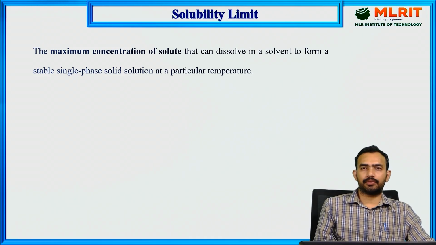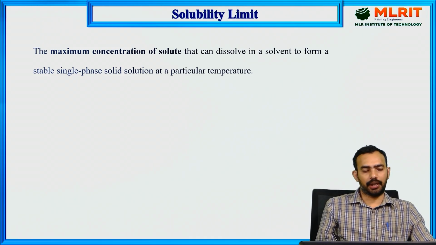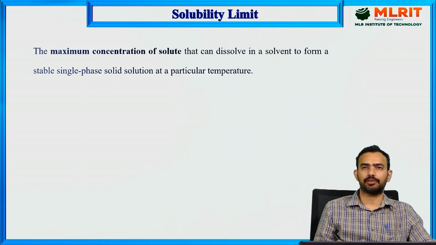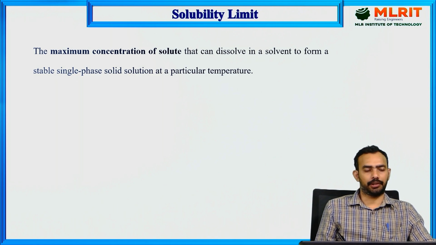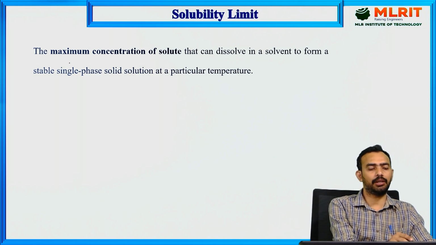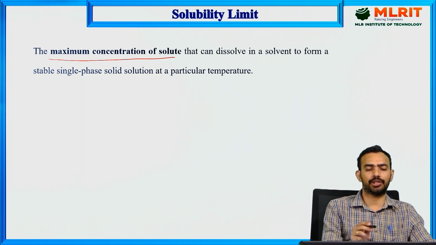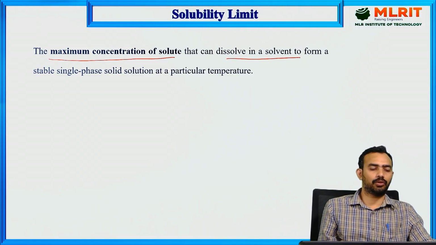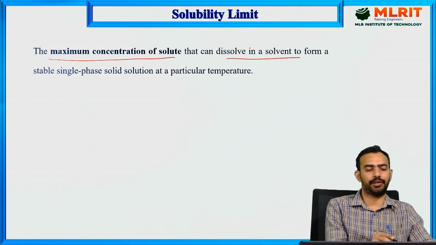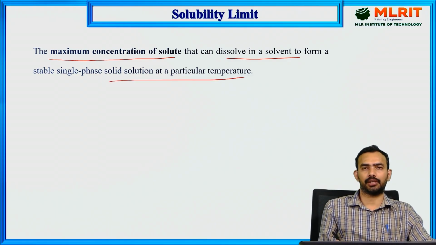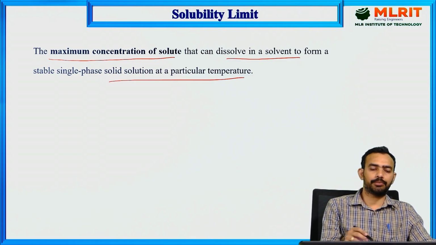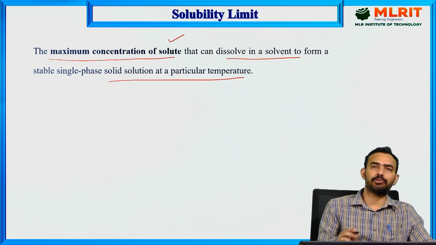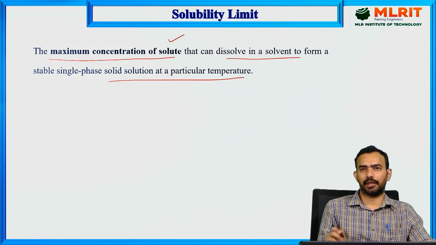Then, what do we mean by the solubility limit? It is another term we often come across in the upcoming topics. So the solubility limit is the maximum concentration of solute that can dissolve in a solvent to form a stable single phase solid solution at a particular temperature. So it is basically the maximum concentration of solute that can dissolve in the solvent.